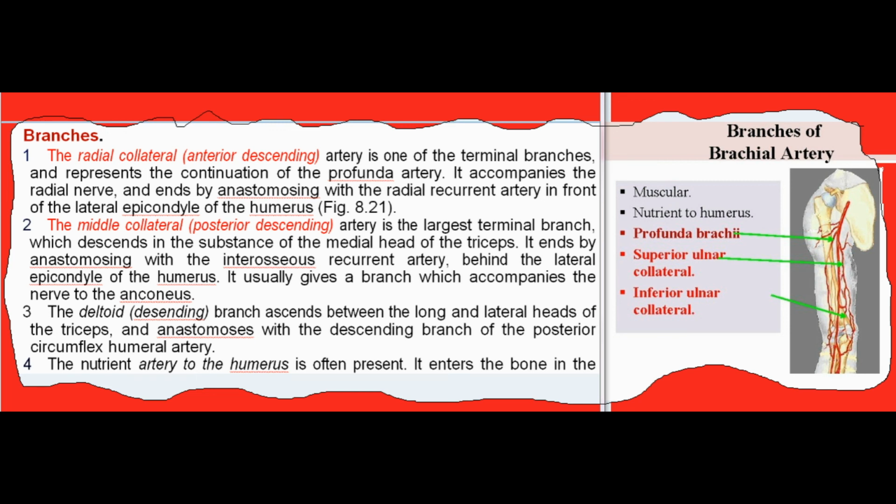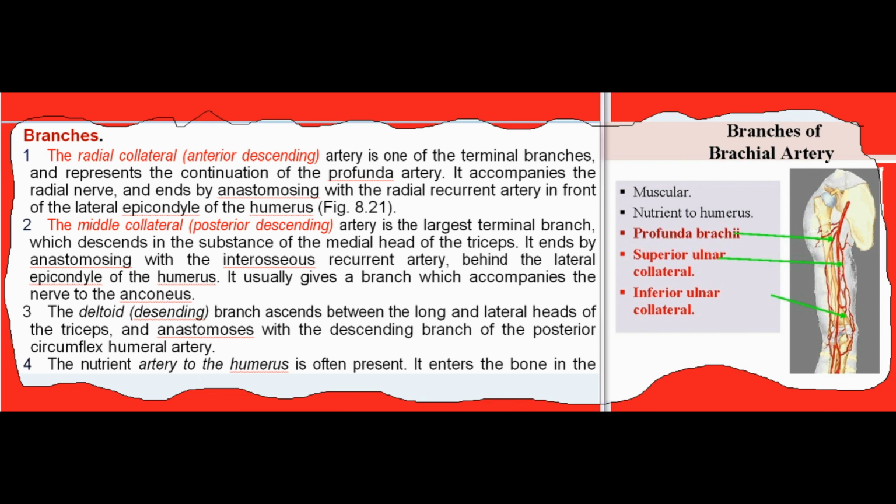Branches. 1. The radial collateral, anterior descending, artery is one of the terminal branches, and represents the continuation of the profunda artery. It accompanies the radial nerve, and ends by anastomosing with the radial recurrent artery in front of the lateral epicondyle of the humerus, Fig 8.21. 2. The middle collateral, posterior descending, artery is the largest terminal branch, which descends in the substance of the medial head of the triceps. It ends by anastomosing with the interosseous recurrent artery, behind the lateral epicondyle of the humerus.